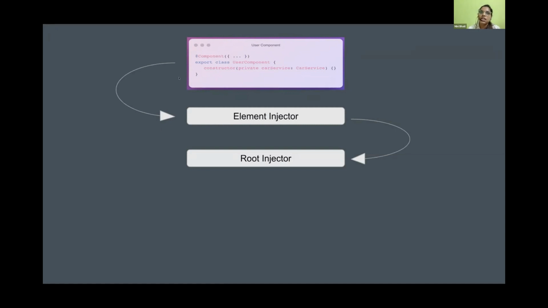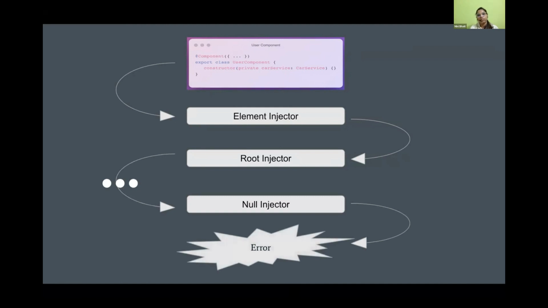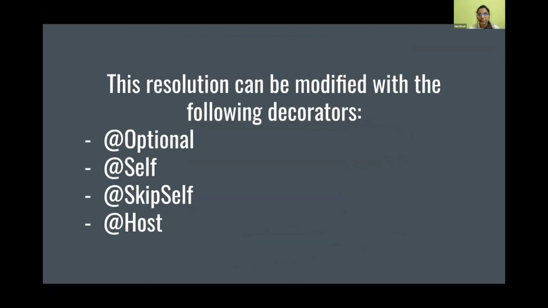Let's assume a scenario from the beginning when we were getting that error. We forgot to add that provided in root. Then it looks for the service in the root injector. It does not find that, and it goes up till the level of null injector, and finally it gives you the error. So this is basically resolving the dependencies.